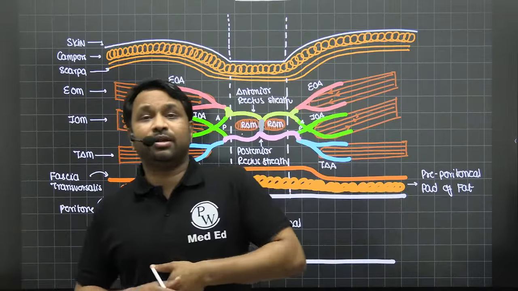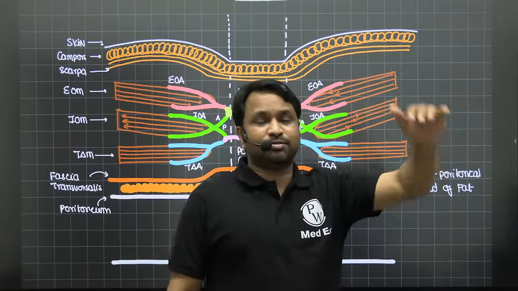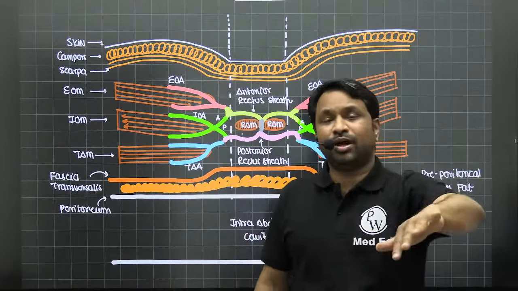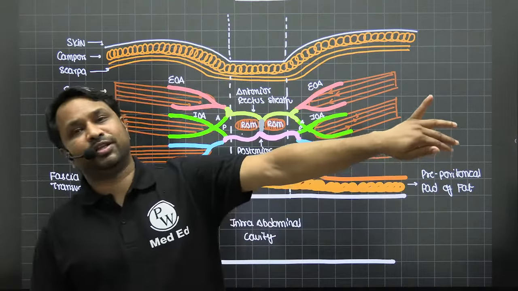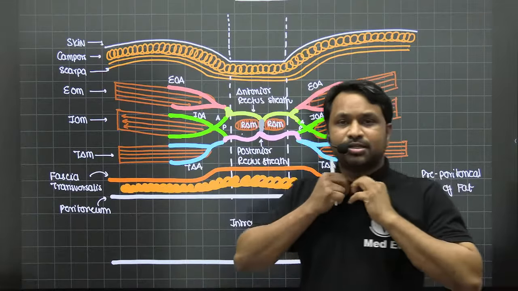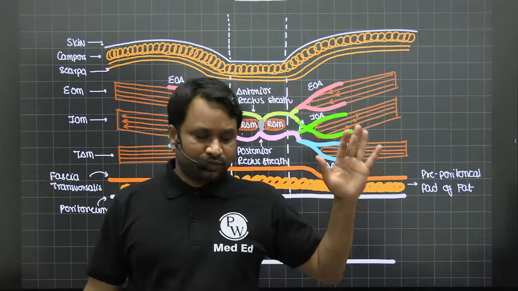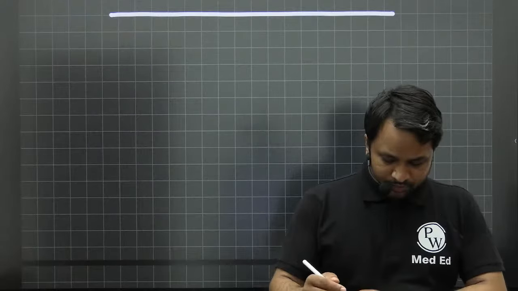When you start from the midline: skin, Camper's fascia, Scarpa's fascia, anterior rectus sheath, then you have rectus abdominis, posterior rectus sheath, then you have the fascia transversalis, then you have the preperitoneal pad of fat, and then eventually you're going into the abdominal cavity, right? So this is all that you should know in the context of the orientation of the abdominal wall.